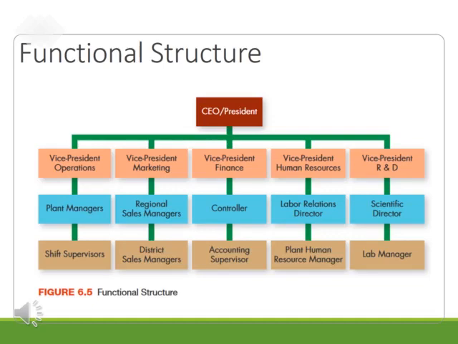Alright, let's take a look at figure 6.5 on functional structure. Here is the example of the functional structure. At the top we have the CEO or the president, and at the second level we have the vice president for each functional department, for each business function. So we have a vice president for operations, a vice president for marketing, up to a vice president for research and development. Under each of the business functions, let's say in operations, we have plant managers, and under the plant managers we have the supervisors. This is what we call functional structure.